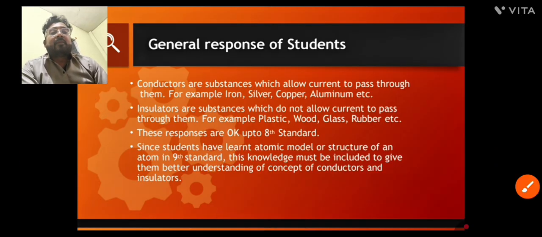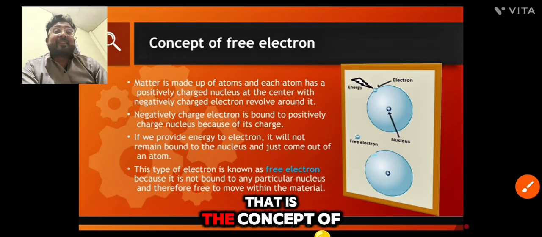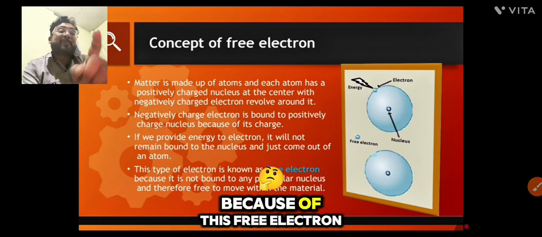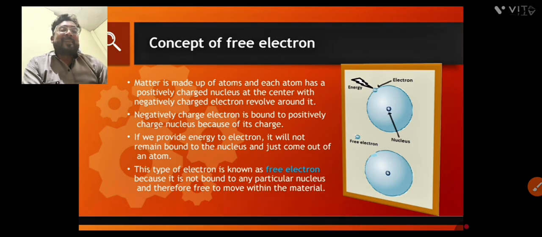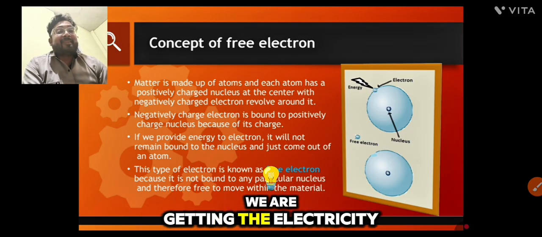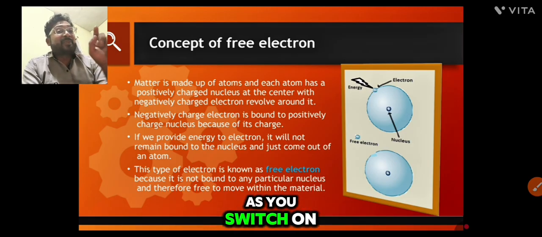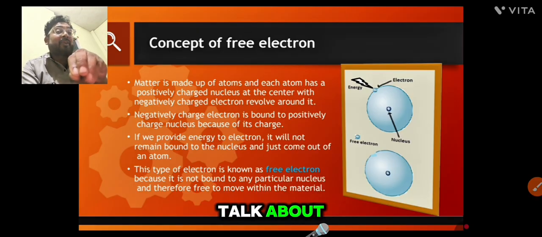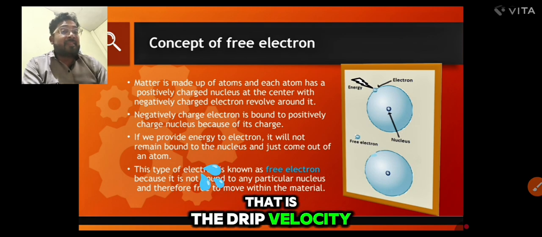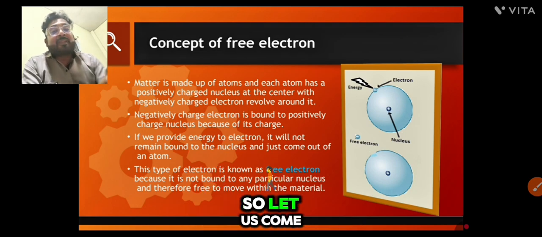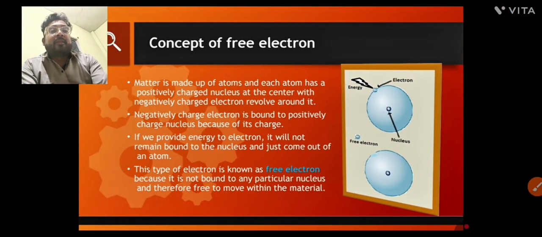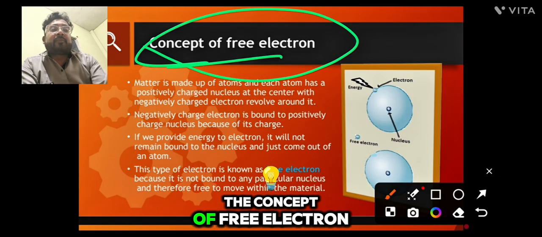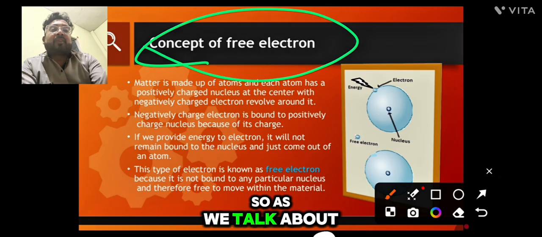Let's come to the next. So that is the concept of free electron. We are talking about the free electron. Because of this free electron, we are getting electricity as you switch on the light. There is only one more thing that we'll talk about later in the higher classes, that is the drift velocity. I do not want to make you confused. So let us come to the concept of free electron.